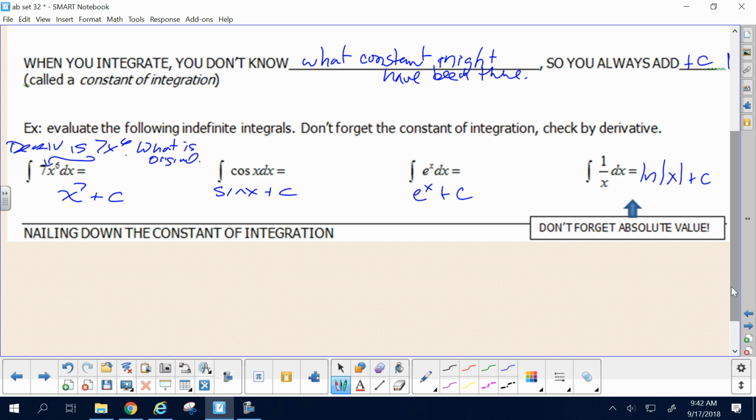The only way you could have got negatives and positives is if there was an absolute value there. All right? Don't forget the absolute value. Otherwise, you just took half of the domain. You just halved the domain. You want to allow for negatives and positives. That's why the absolute value is there. All right. Now, there are some times when you can nail down the constant of integration if you're given a little more information.